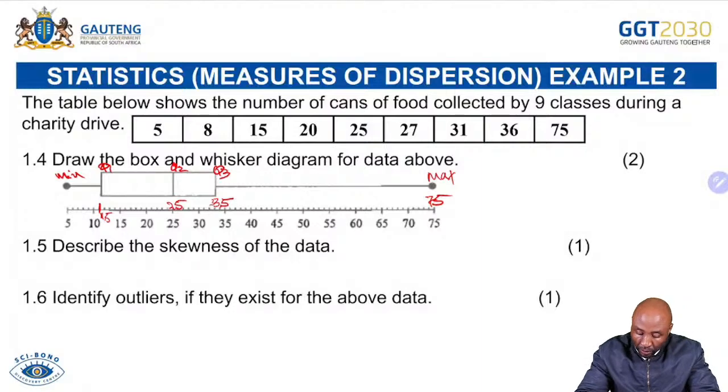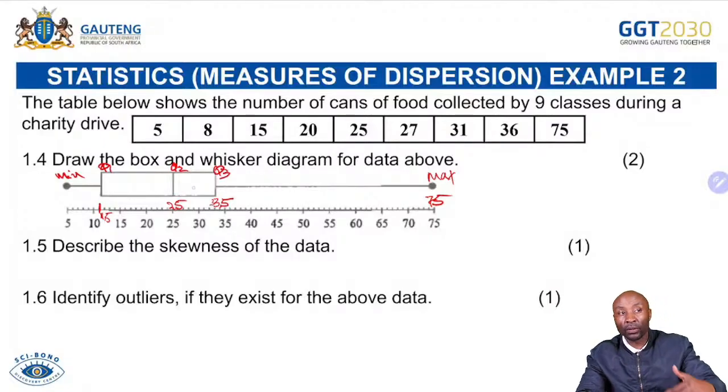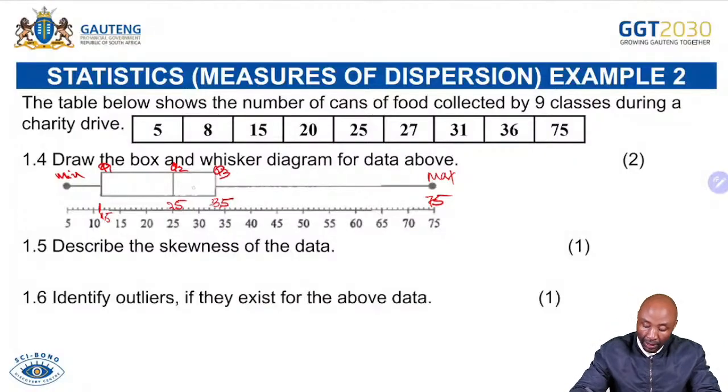Now you get your 2 marks for the box. So for the correct whiskers, minimum and maximum, you get 1 mark, and for the box 1 mark, because you have already been awarded marks for them in the previous questions. That's why it's only 2 marks here. We have to describe the skewness.